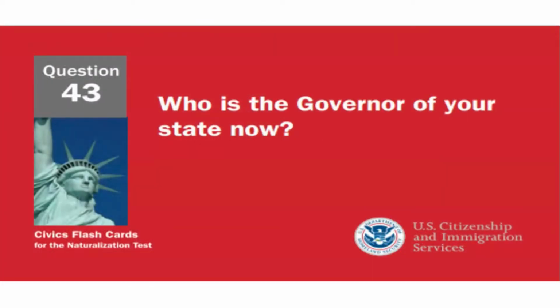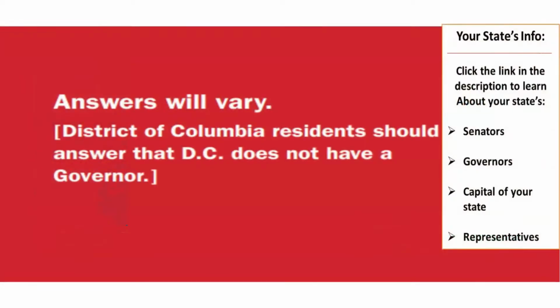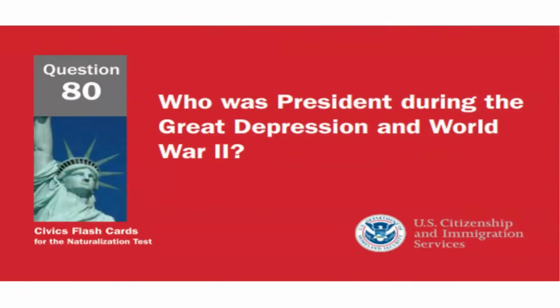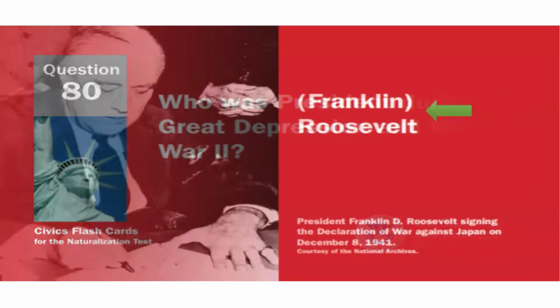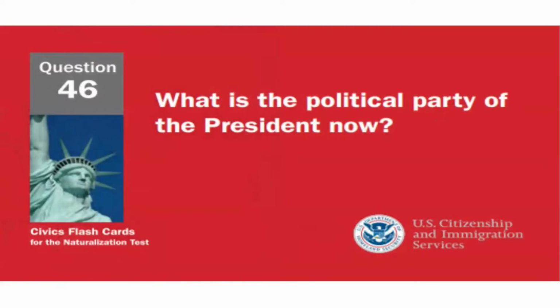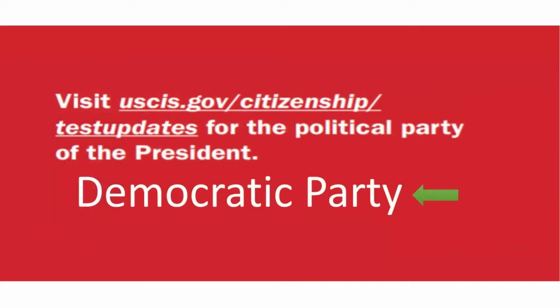Who is the governor of your state now? Once again, answer will vary here depending on the state that you live in. Please look at the description part of this video so that you can find the link to this answer. Who was the president during the Great Depression and World War II? Franklin Roosevelt. What is the political party of the president now? Democratic Party.